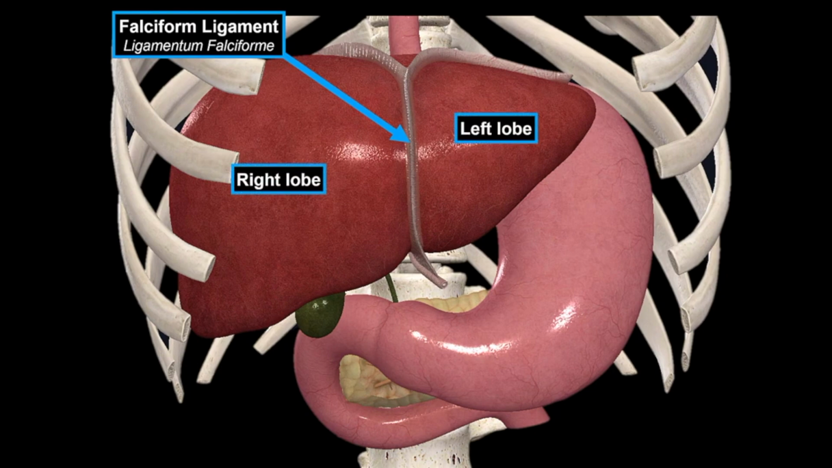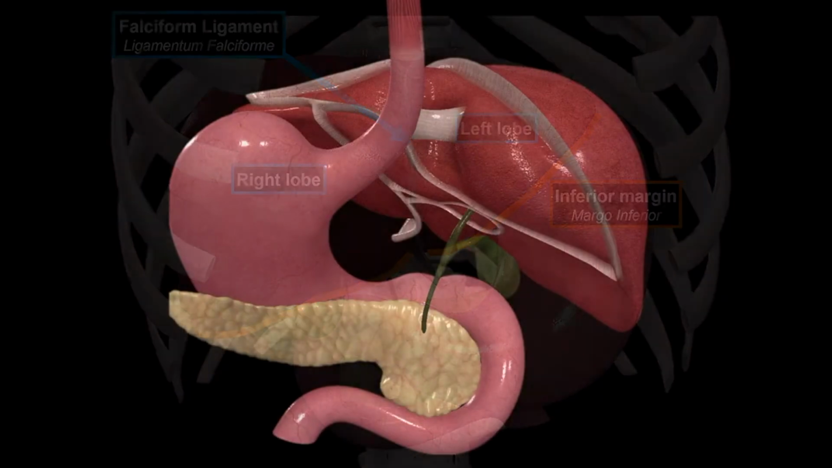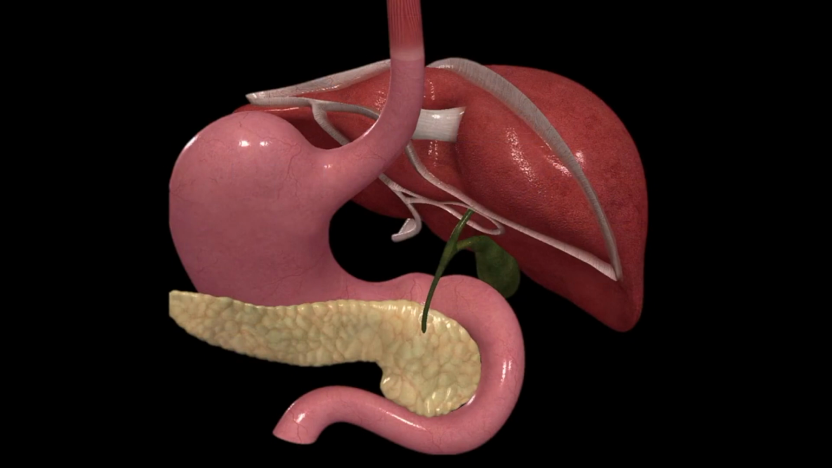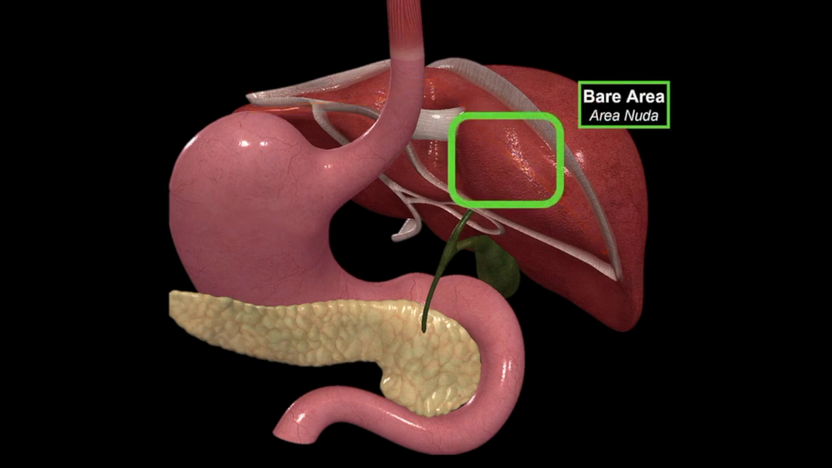Now the liver has 2 margins, right? You have the inferior margin projecting downwards, and this margin is very sharp in shape. And now let's change the angle and look at the liver posteriorly. You will find this rounded posterior margin, which is not as sharp as the inferior one. An interesting thing about the posterior margin is that the whole liver is covered by ligaments and fat, which we call the peritoneum, except for this area right here on the posterior margin.